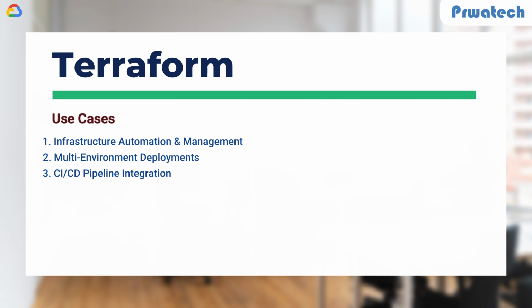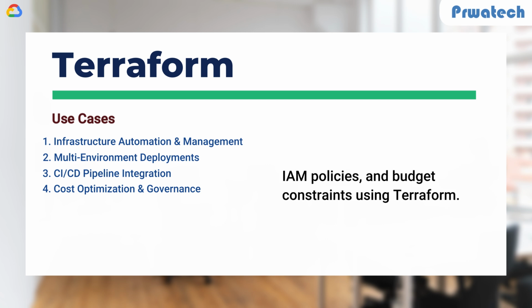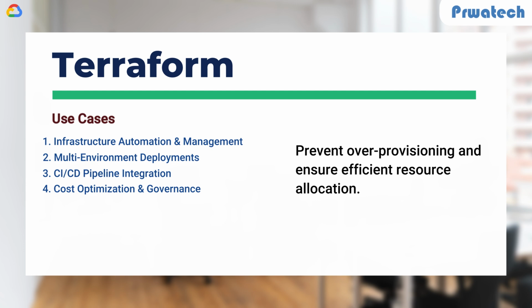The fourth and very important one is cost optimization and governance. Governance is the part where we define and enforce resource quotas using IAM policies, which is a budget friendly constraint using Terraform. It also prevents over provisioning and ensures efficient resource allocation.